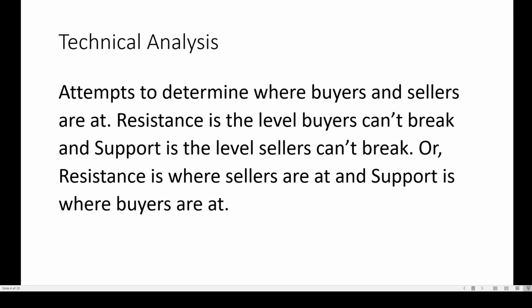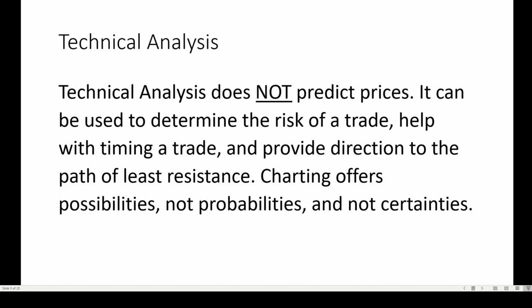Technical analysis attempts to determine where buyers and sellers are at. Resistance is the level buyers can't break, and support is the level sellers can't break. Or resistance is where sellers are at, and support is where buyers are at. Keep in mind, technical analysis does not predict prices. It can be used to determine the risk of a trade, help with time in trade, and provide direction to the path of least resistance. Charting offers possibilities, not probabilities, and not certainties.